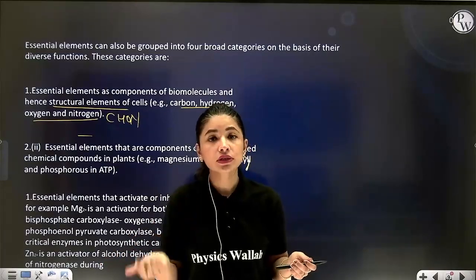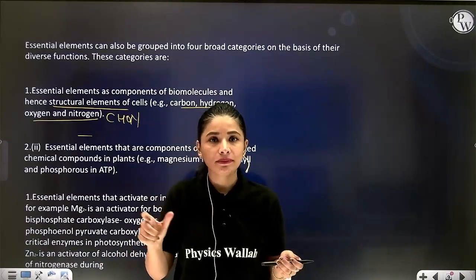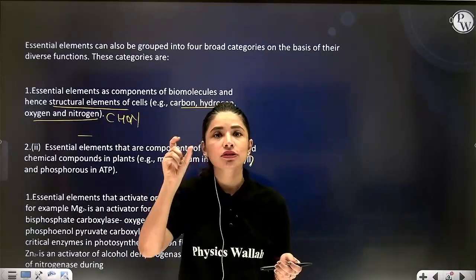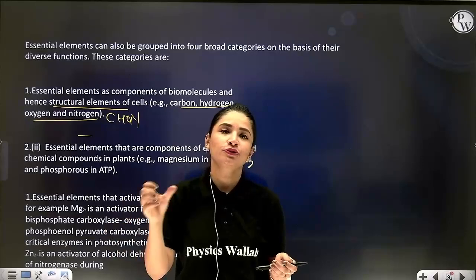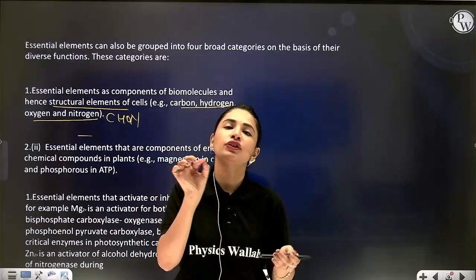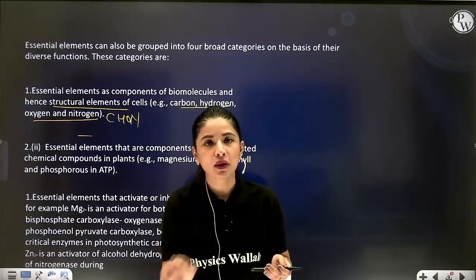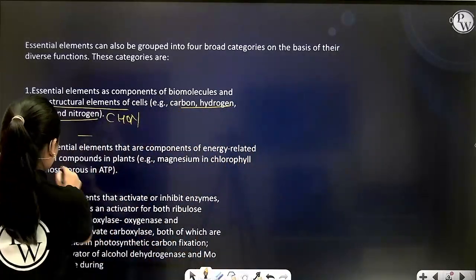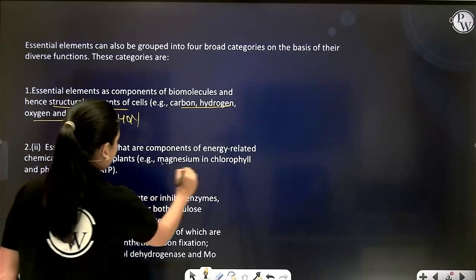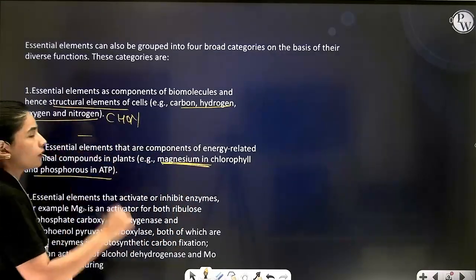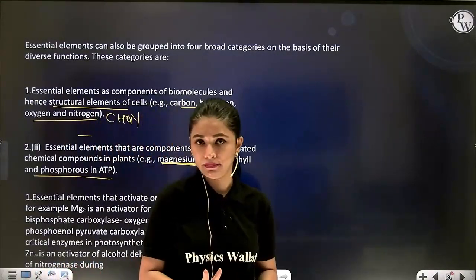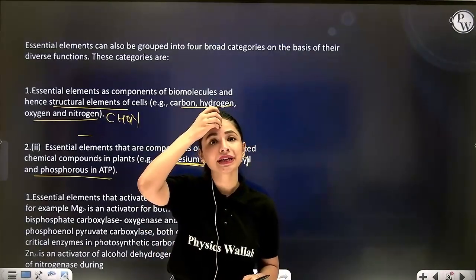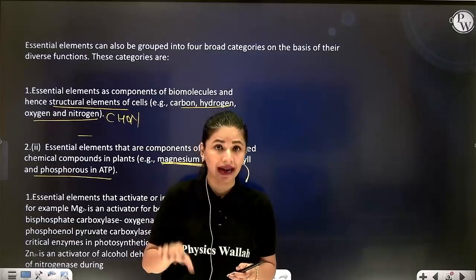And phosphorus, how it is involved? ATP, what does it stand for? It stands for adenosine triphosphate. So chemically to make ATP, we require phosphorus. So the 2 elements which are energy related, they are magnesium in chlorophyll and phosphorus in ATP. Clear? Third category on the basis of function is maintaining osmotic balance.